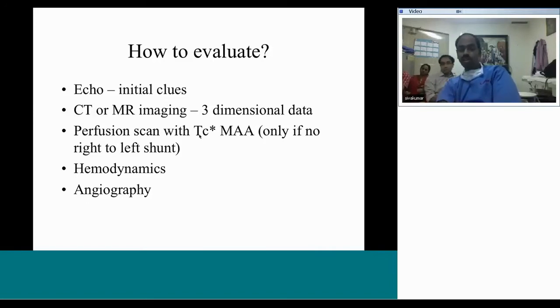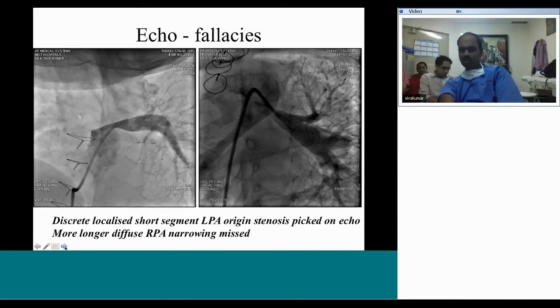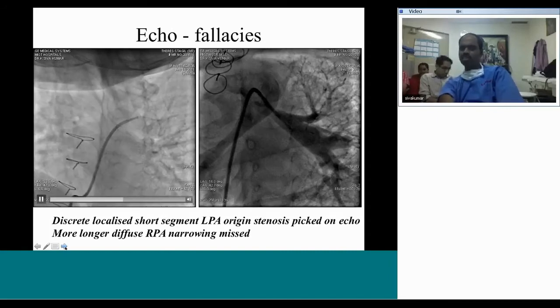And a large amount of macroaggregated albumin going into the brain may also cause cerebral hypoperfusion. So it's not advisable to inject technetium-labeled macroaggregated albumin for a lung perfusion scan in a patient who has a right-left shunt. Since congenital heart disease associated PA stenoses are very often associated with right-left shunt, we need to carefully assess which patient is suitable for perfusion scan. Then hemodynamics and angiography.